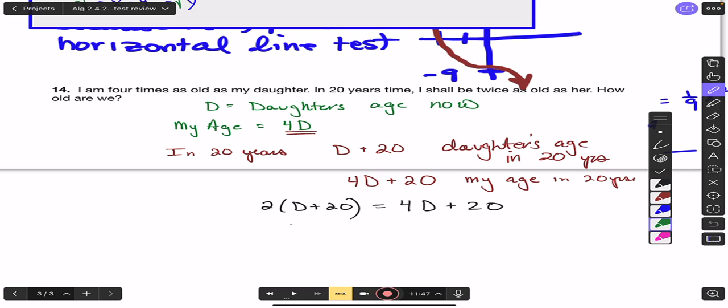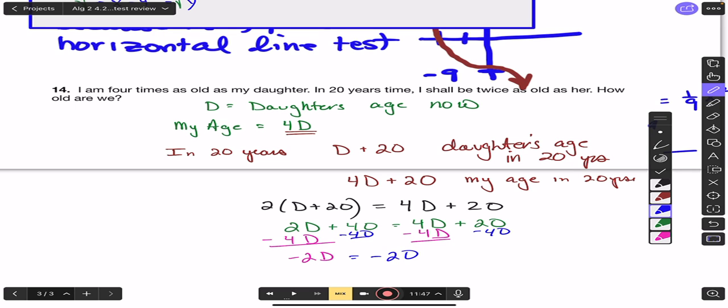So let's do a little distributing. 2D plus 40 equals 4D plus 20. We'll get our d's on the same side, so let's subtract 4D. Negative 2D, and let's go ahead and throw that 40 over there. Equals negative 20, divided by negative 2, my daughter's age. That's my daughter's age now. That's what I defined D as at the very beginning. Negative 20 divided by negative 2 is 10.